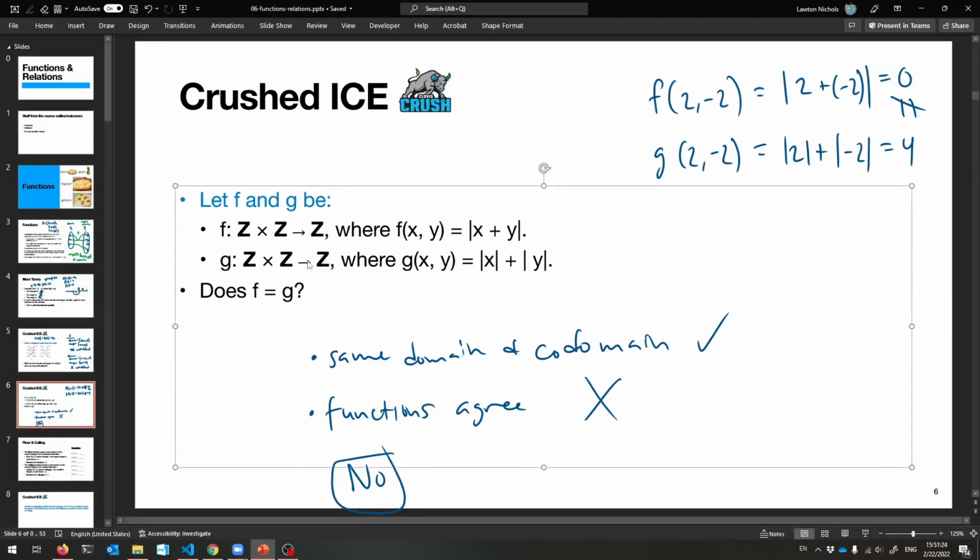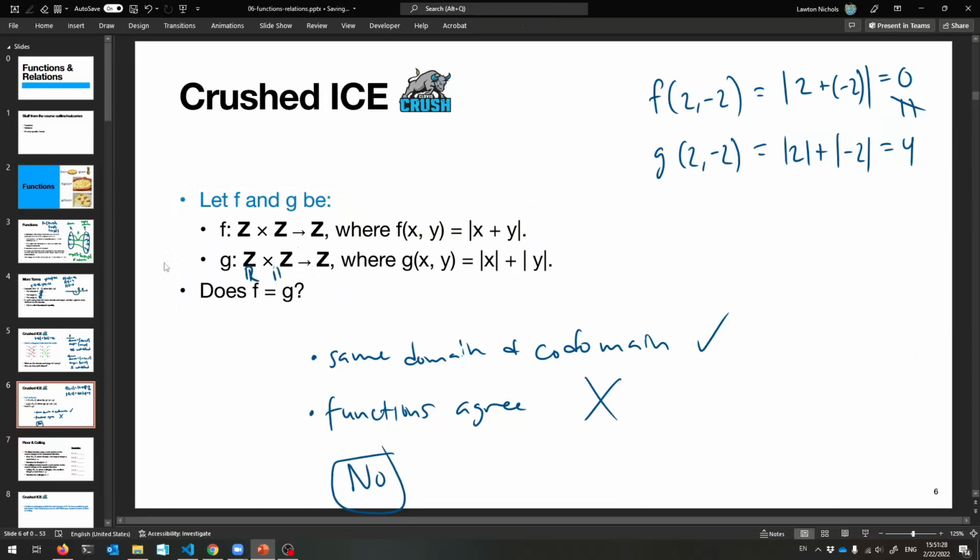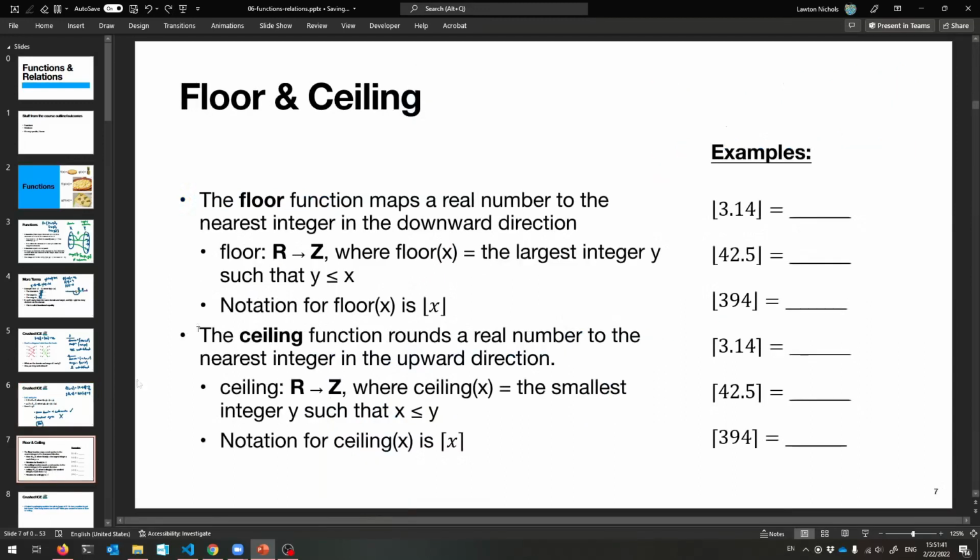If G took real numbers, real cross reals to reals, then automatically they could not be equal at all, okay? Even though they're doing similar kind of stuff. The domain and target better match, okay? Can't be equal otherwise.